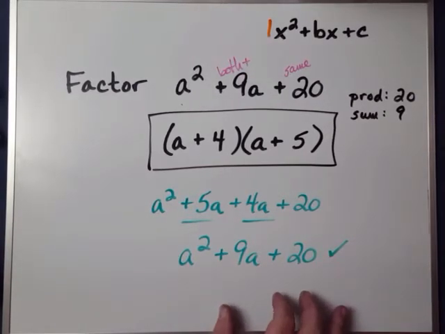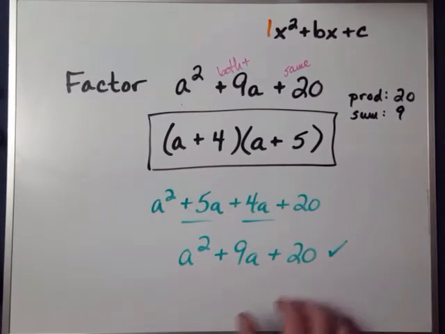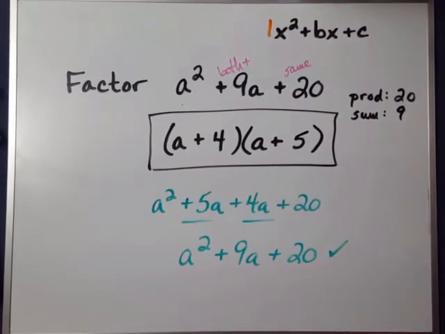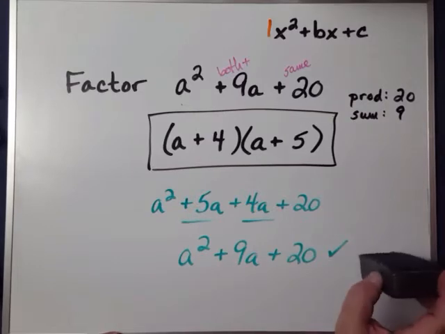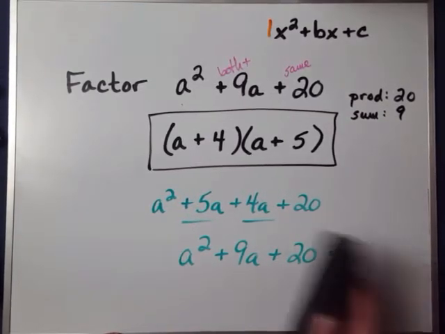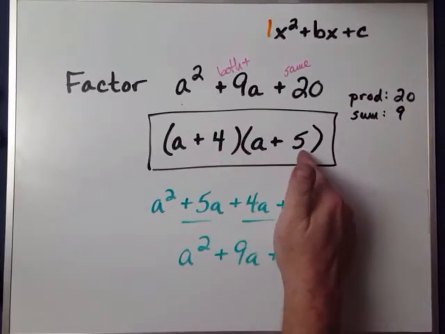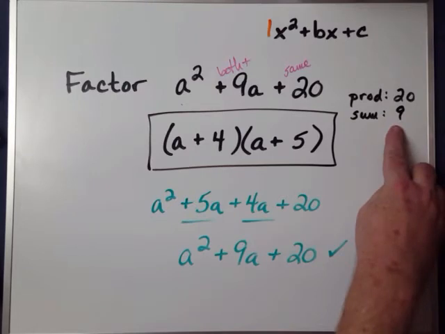You don't realize how much factoring theory you will understand better just by performing these checks. I strongly encourage you to check each of these before you turn to the back of the book. Check them yourself by FOILing them back out, because that will reinforce this idea of how I'm finding these two numbers, 4 and 5, by looking for a product of and a sum of.